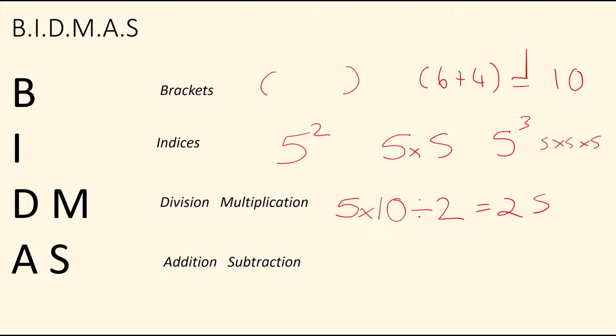And then we've got add and subtract. They are at the lowest of the low of the BIDMAS priority here. If you have add and subtract next to each other, they have the same level of priority. So again, you will just read them left to right like you would do the divide and multiply.